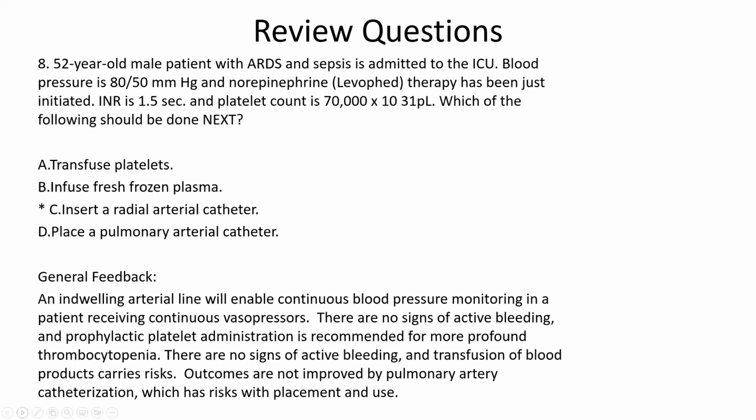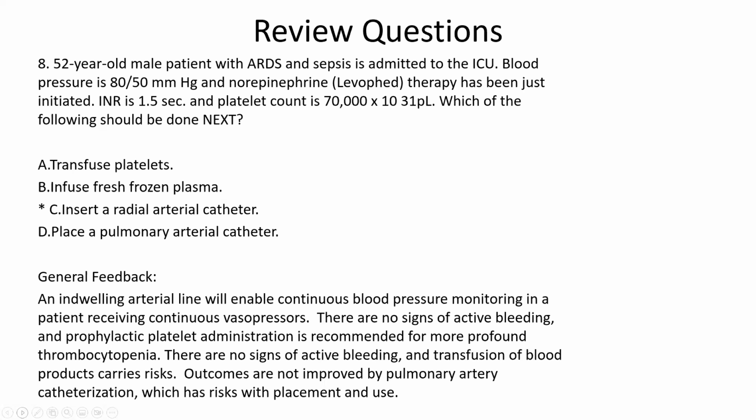52-year-old male, ARDS, sepsis, not good, right? Admitted to the ICU. Blood pressure is 80/50. So, critical level, just be clear on this, a critical level for systemic blood pressure, you want your systolic north of 90. Okay, 90 or north of 90. North of 90/60, something along those lines. But this is 80/50. It's below that threshold, critical.